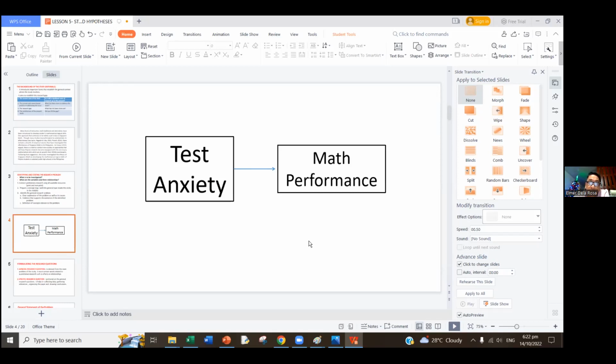So we are testing the theory of the influence of test anxiety to math performance. So it's not just anxiety, it's not general anxiety, but anxiety while taking the test, during the test, or after the test. May instrument tayo dyan, available. Then, does it affect performance? Not just performance, but math performance.